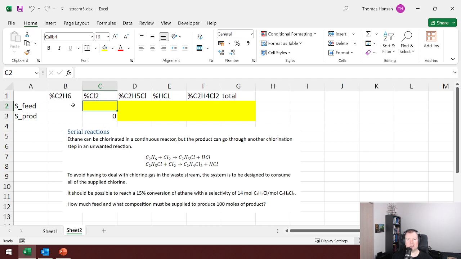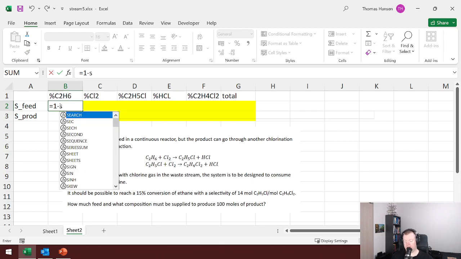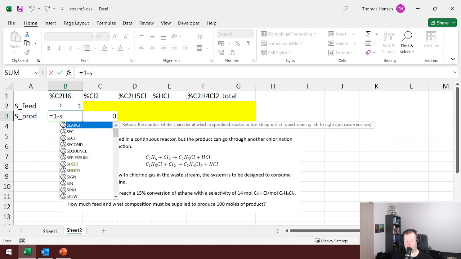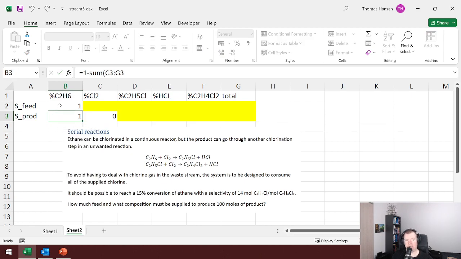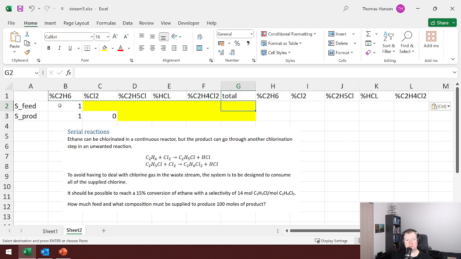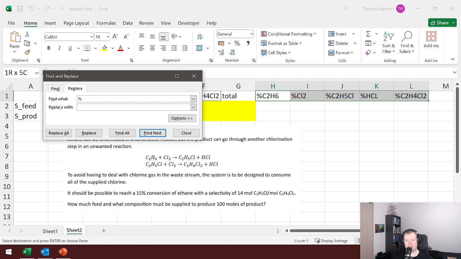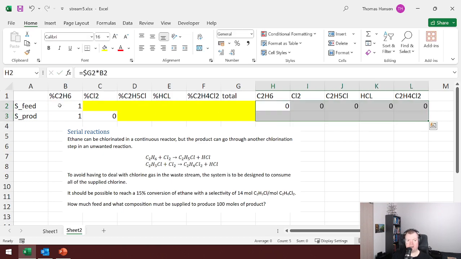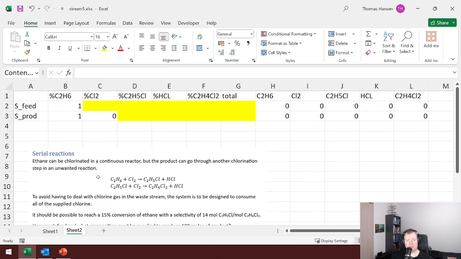We don't know how much chlorine to start out with. These two, for both of my streams, I am going to set to 1 minus the sum of the others, so I don't have to deal with those as unknowns. There we go. And I can then calculate all of my different components over here. Let's just change them from percentages. I want to replace all of them. Just like normal, multiply the total amount with the percentage, fill it to the right and down. And that is it for now.